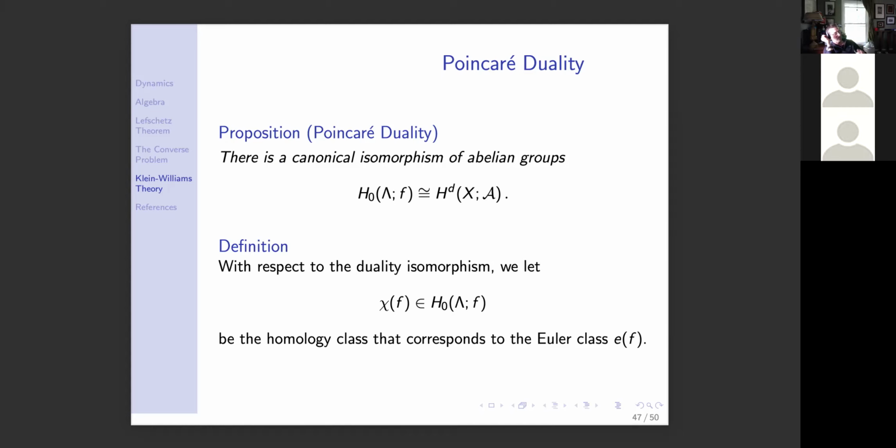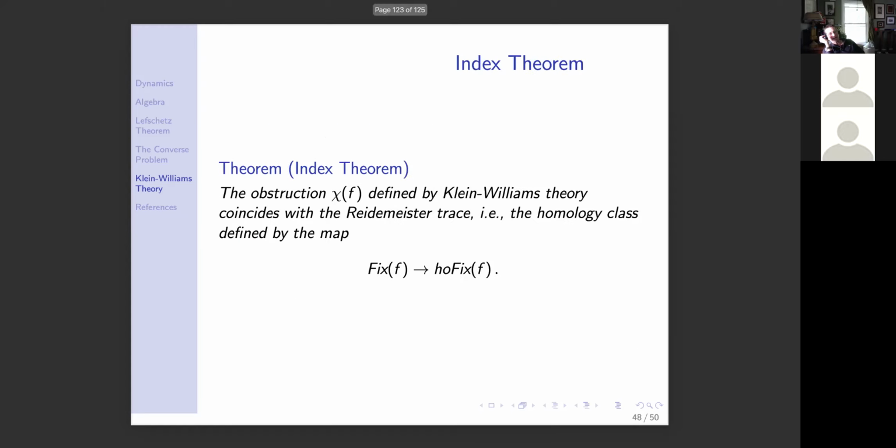It's a different invariant, which will turn out to be the same as the Reidemeister trace under the assumption that f is transverse. And in fact, there's an index theorem. The obstruction that's defined by Klein-Williams theory coincides with the Reidemeister trace. That is the homology class defined by the map from the fixed point set to the homotopy fixed point set of F, together with the signed set structure on the fixed point set.